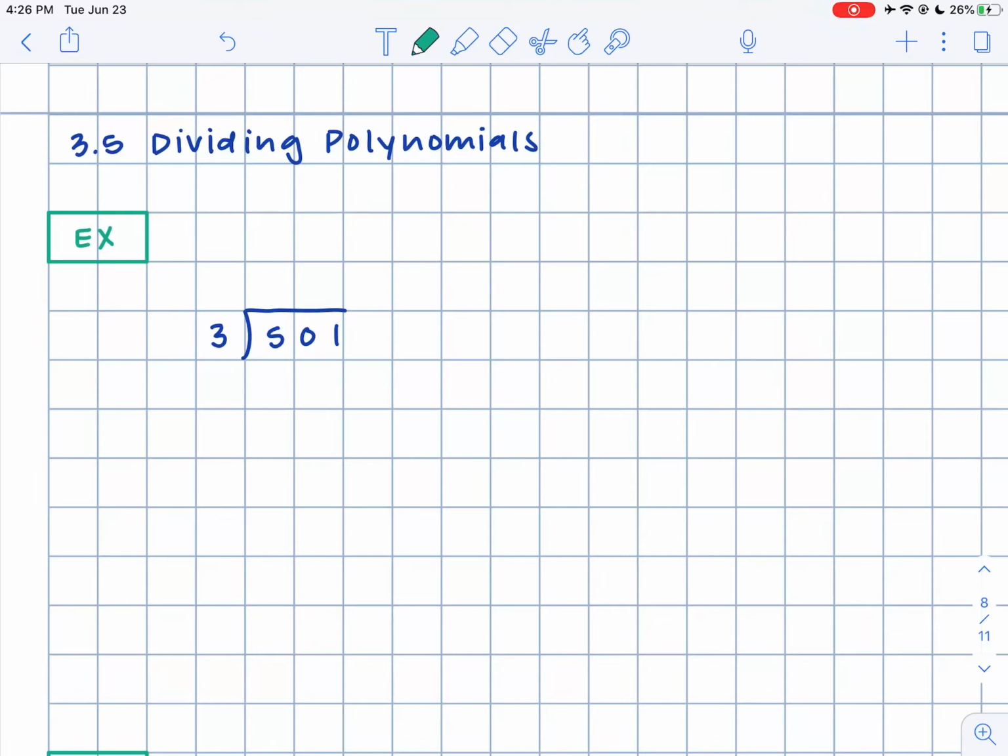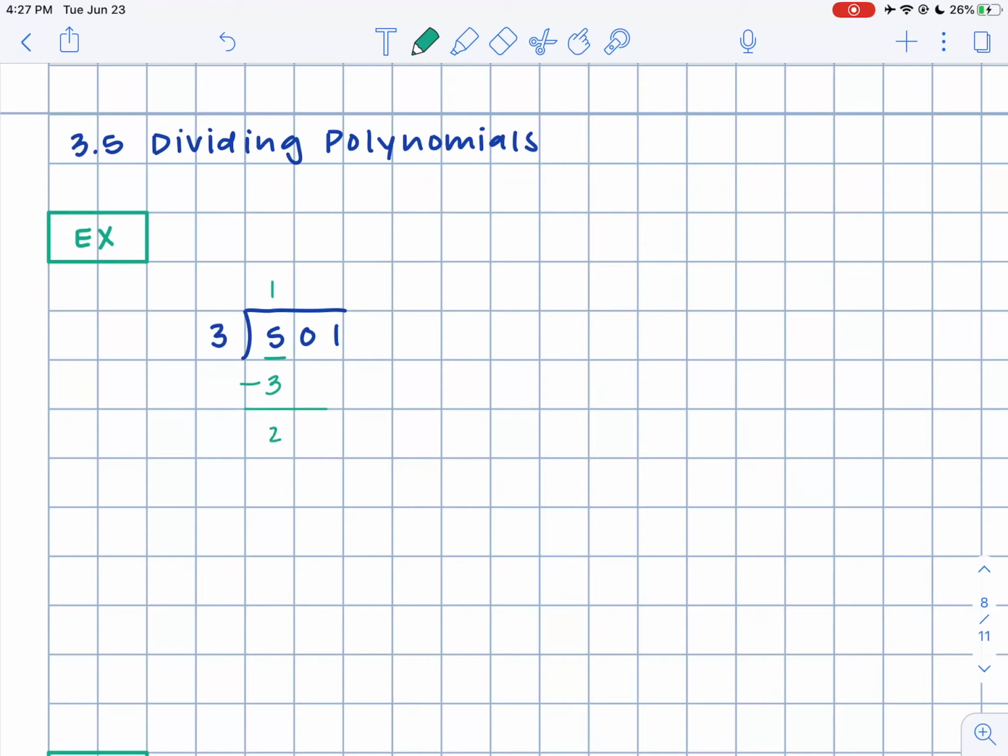So today we're going to talk about 3.5, dividing polynomials. Before we get into that, let's review long division with integers. So if you're given 501 divided by 3, you look at the first digit. How many times does 3 go into 5? 1. 3 times 1 is 3, but you have to subtract.